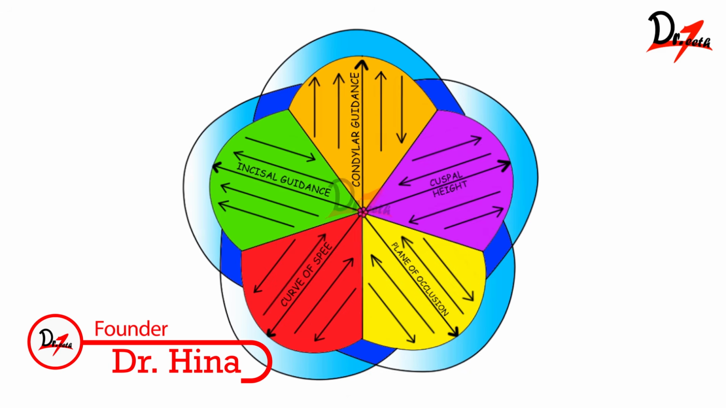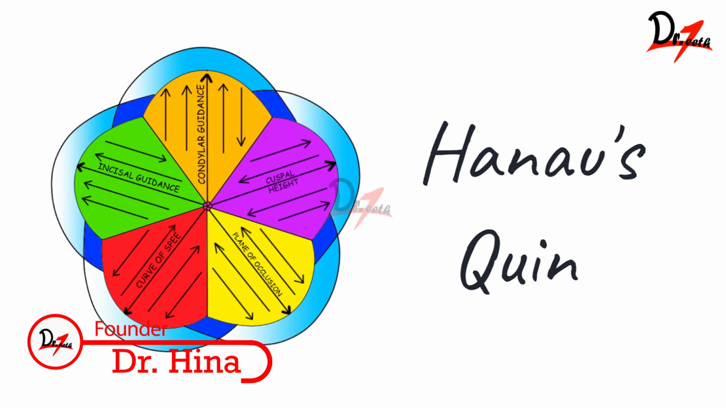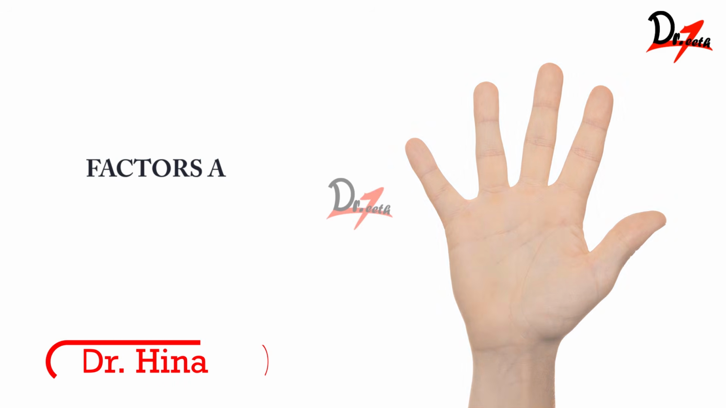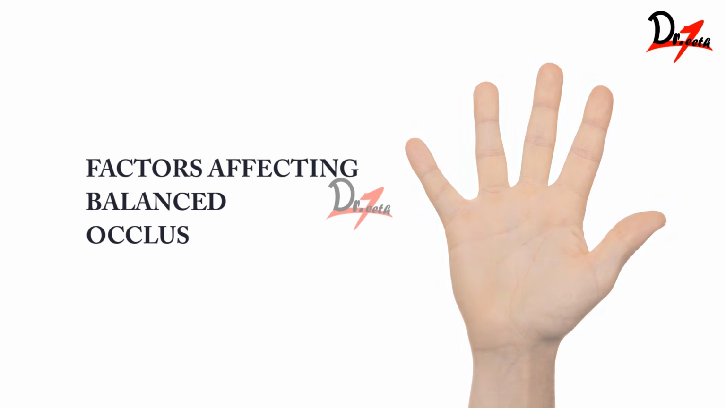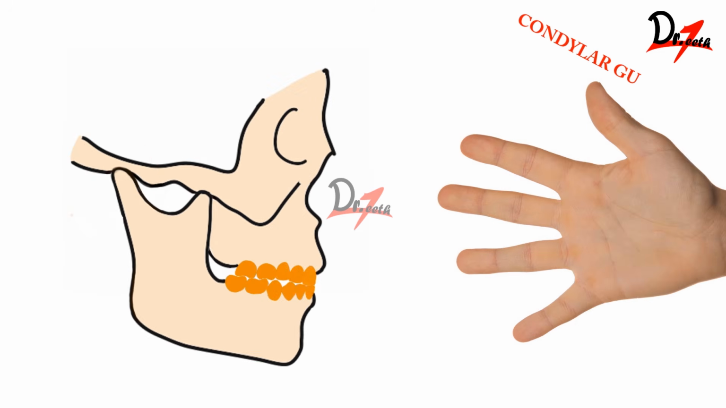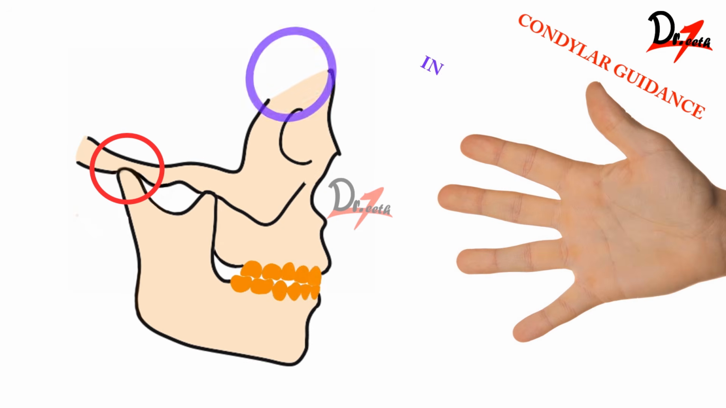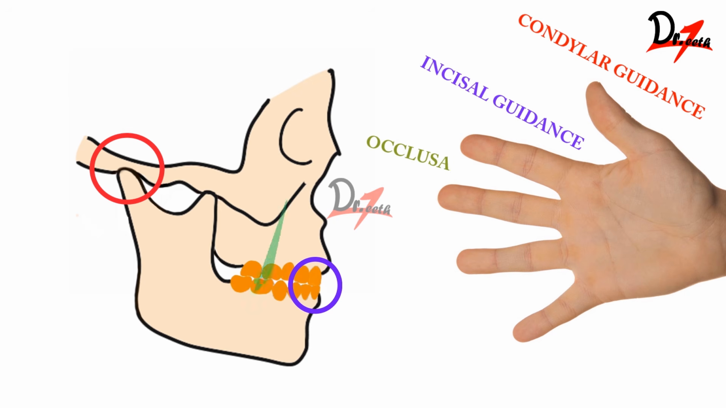In this video, we are going to learn about the Hanau's Quint. In the last video, we had learnt about the balanced occlusion and we had seen that there are 5 factors which affect the balanced occlusion. These were the condylar guidance, cuspal height, plane of occlusion, curve of Spee, and incisal guidance.